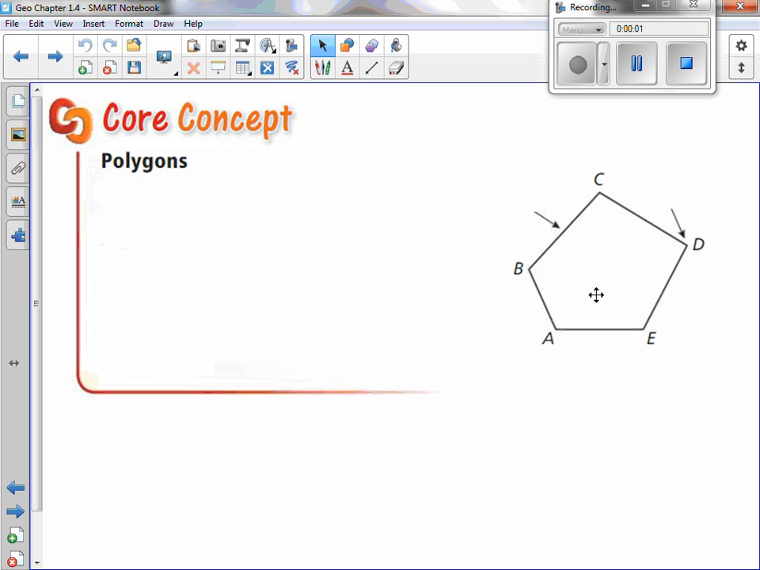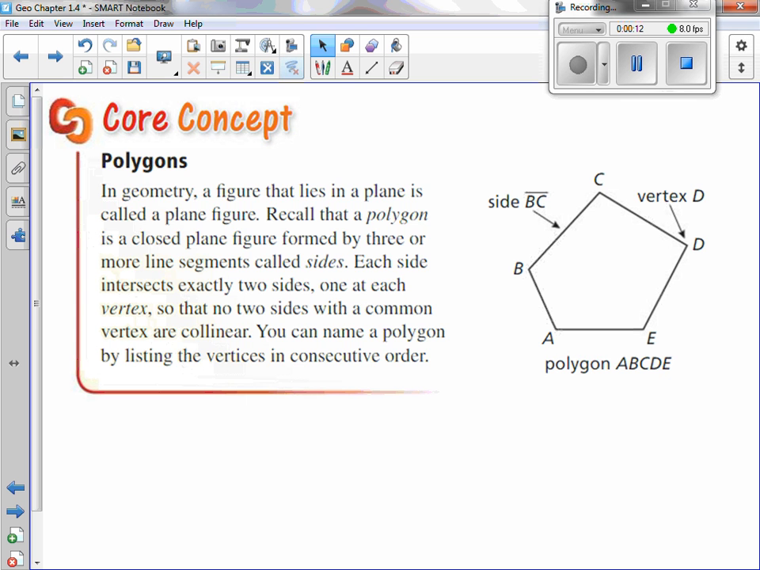Looking at today in 1.4 is dealing with perimeter, area, and mainly polygons. Now, a polygon is a geometric figure. In geometry, a figure that lies in a plane is called a plane figure. Recall that a polygon is a closed plane figure formed by 3 or more line segments called sides. Each side intersects exactly two other sides, one at each vertex, so that no 2 sides with a common vertex are collinear. You can name a polygon by listing the vertices in consecutive order.